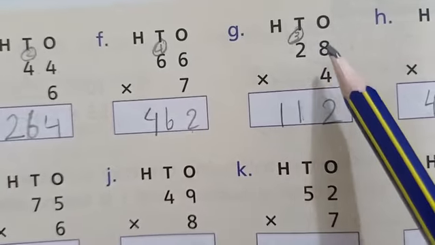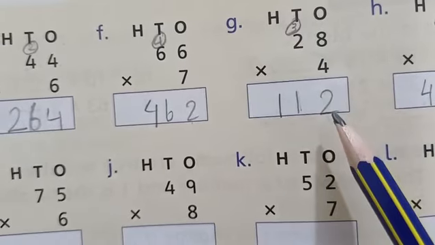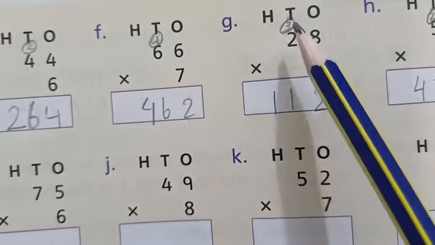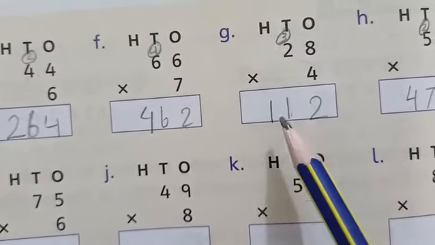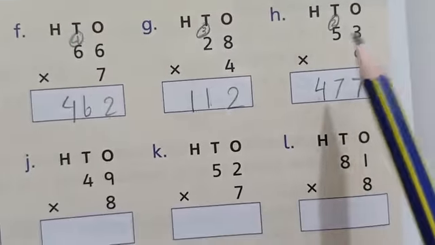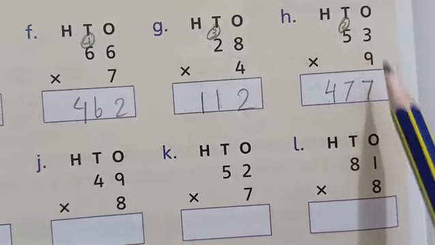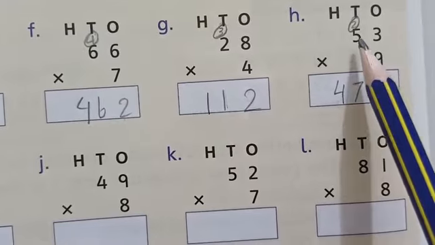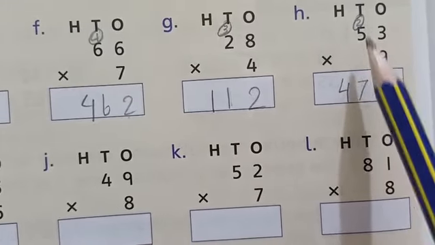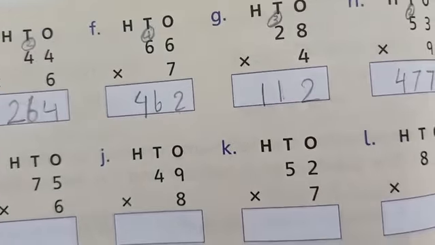Next we have 28 multiplied by 4. 4 8s are 32. Write 2 here and 3 will be carried over here. Now 4 2s are 8. 8 plus 3 is 11. Next we have 53 multiplied by 9. 9 3s are 27. Write 7 here. 2 will be carried over here. Now 9 5s are 45. 45 plus 2 is 47.